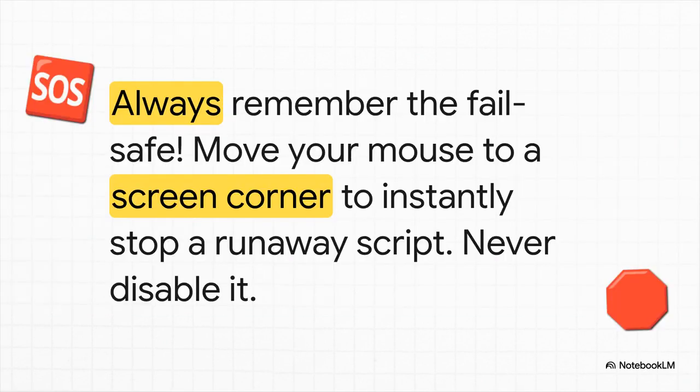This next tip might just be the most important one of all. By default, PyAutoGUI has a built-in fail-safe. If your script starts going haywire, and trust me, at some point it will, you can stop it instantly just by slamming your mouse cursor into any of the four corners of your screen. It is a critical safety net, and I highly, highly recommend you never, ever disable it.